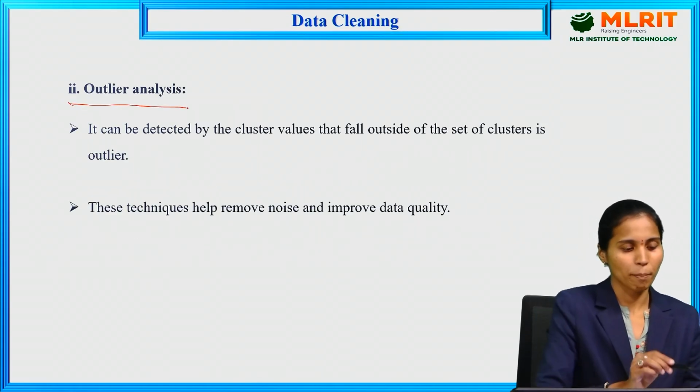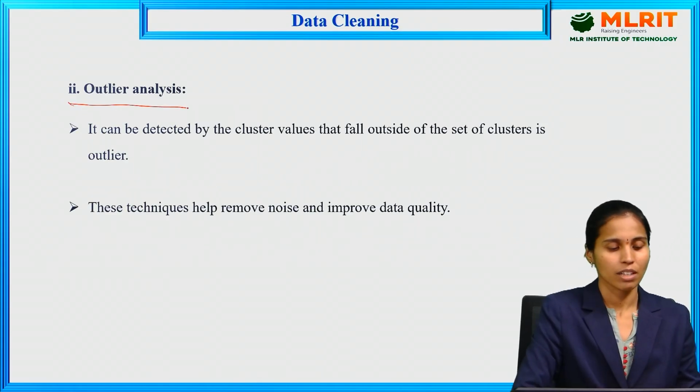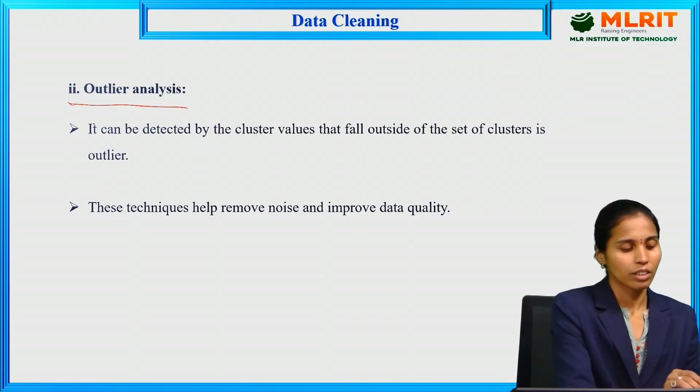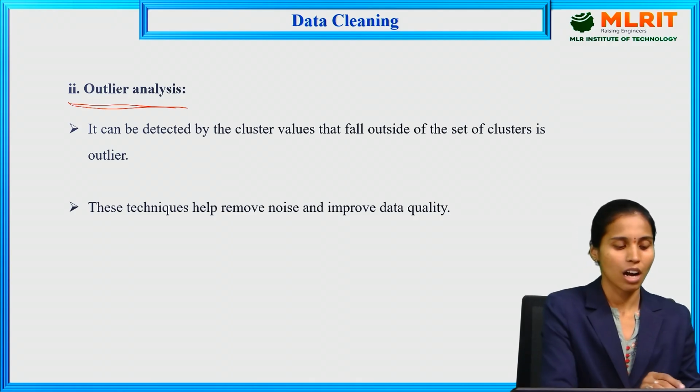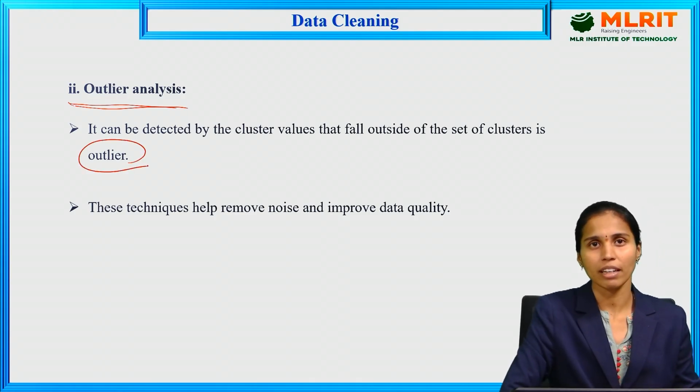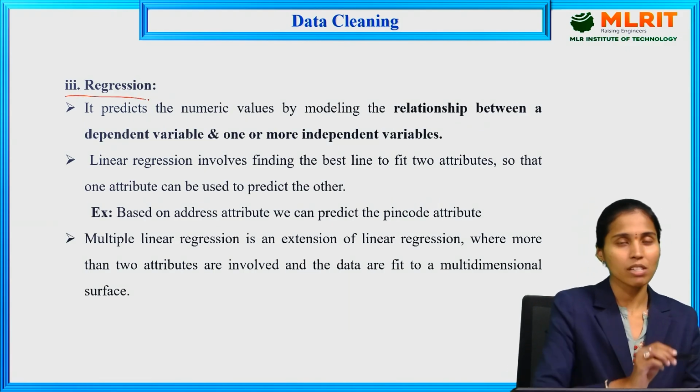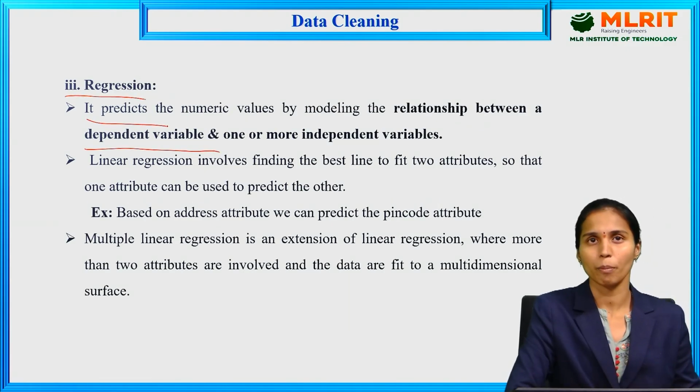The second method is outlier analysis. Outliers can be detected by clustering: values that fall outside of the set of clusters are outliers. This technique helps remove noise and improves the data quality. The third method is regression. It predicts numeric values by modeling the relation between a dependent variable and one or more independent variables.